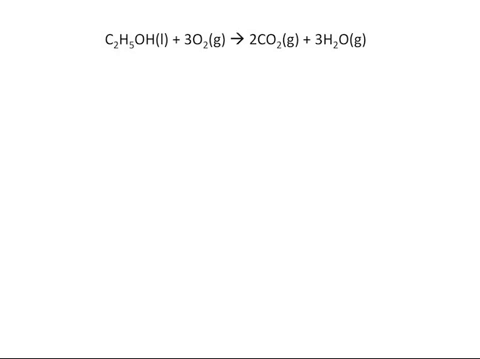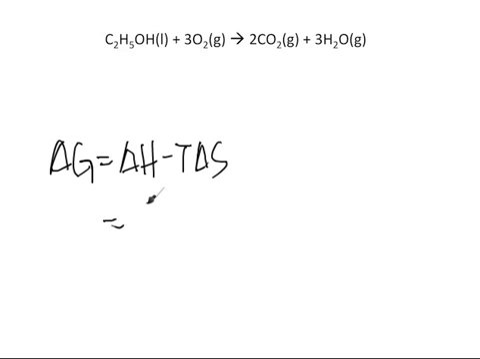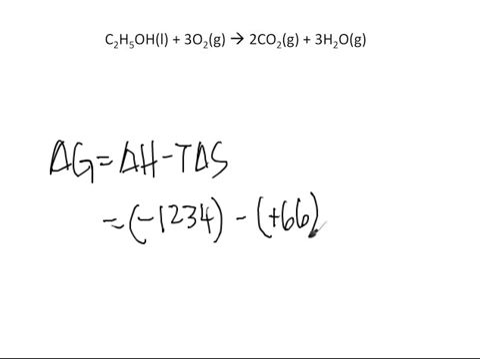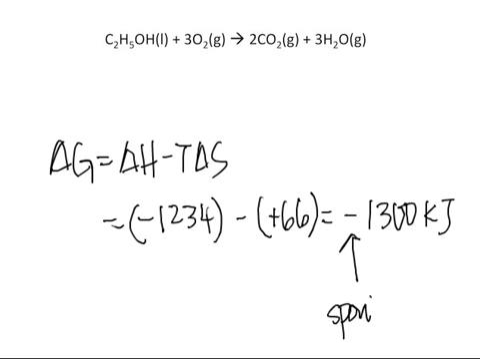Okay, and so now we can calculate the delta G with the values we calculated. So delta H equals about minus 1234, and then minus plus 66. So that's going to give us about negative 1,300 kilojoules. So again, this is a spontaneous reaction. Combustion reactions we know are spontaneous, so this agrees with what we predicted.